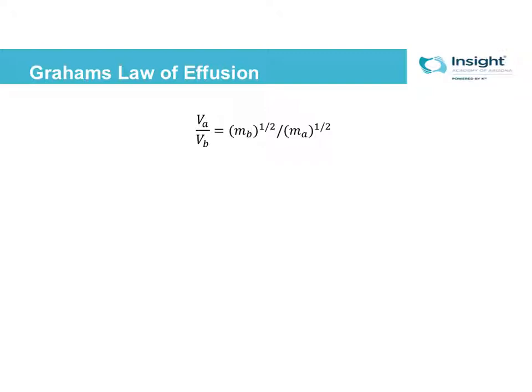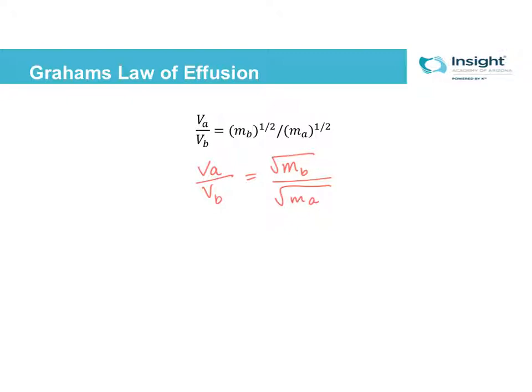I just wrote this out this way because this is the way the online course writes it, and you'll see this in your quizzes and stuff like that. But you can also think of this as VA over VB equals the square root of mass B divided by the square root of mass A. The velocity of substance A divided by the velocity of substance B is going to be equal to the square root of mass B divided by the square root of mass A.